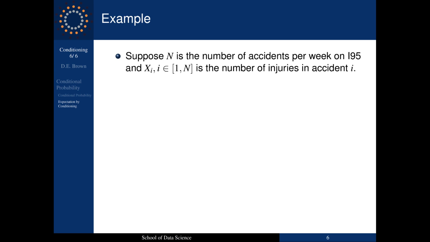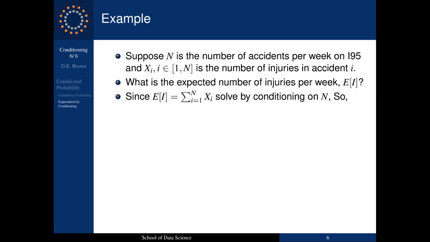Let's look at a very simple little example of how we use conditioning. Suppose that n is the number of accidents per week on I-95. And let x_i, where i is one of those accidents, be the number of injuries in the accident. Then the question is, what is the expected number of injuries per week? We'll call the number of injuries per week I, and we're looking for the expected value of I.